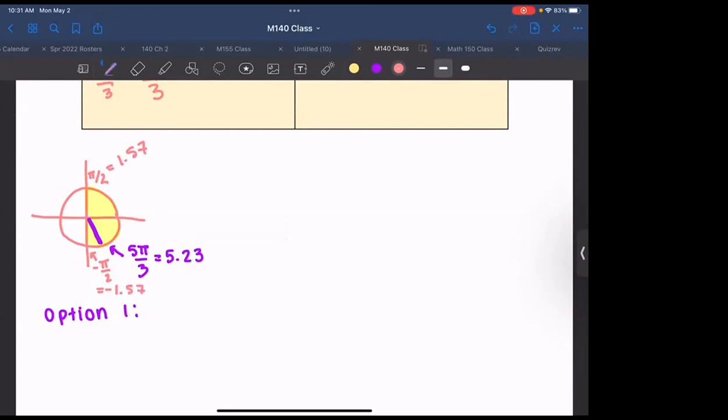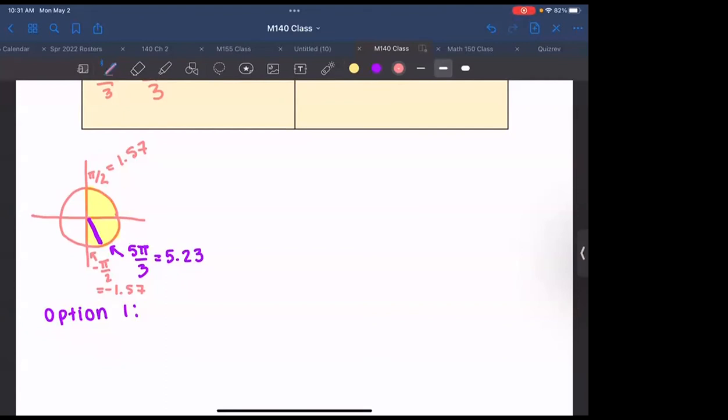Okay, is 5.23 between negative 1.57 and positive 1.57? No. Okay, so it's definitely in that highlighted space, but how do we get it in between negative pi over 2 and pi over 2? It is negative pi over 3, and how'd you find that? I don't know. You read it backwards, right?